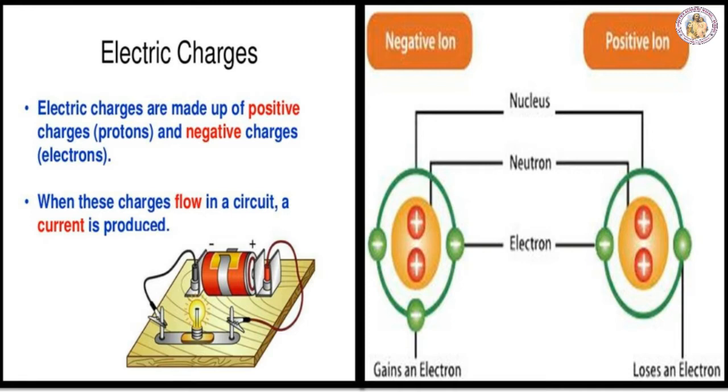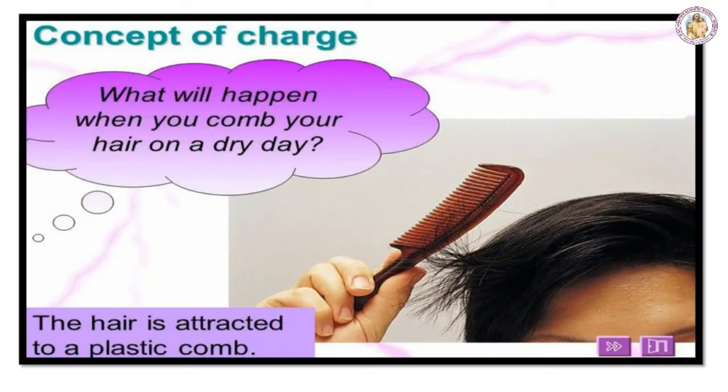a negative ion. What will happen when you comb your hair on a dry day? The comb obtains power to attract small pieces of paper, isn't it? When you rub the comb vigorously, electrons from your hair leave and accumulate on the edge of the comb. Your hair is now positively charged as it has lost electrons, and the comb is negatively charged as it has gained electrons. So that comb obtains power to attract small pieces of paper.